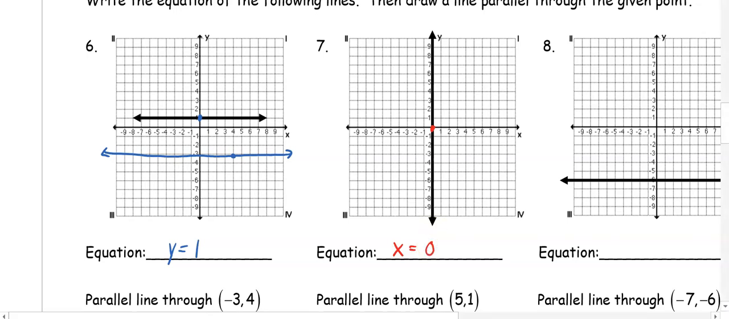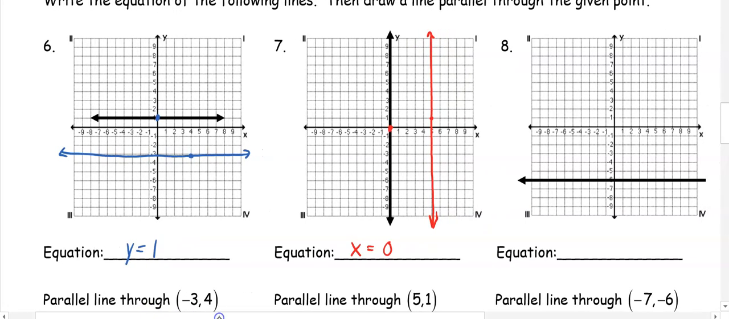Then we're going to take our point 5, 1, and again, we want to draw a vertical line to be parallel, so we're going to go through that point with a vertical line. In number 8, we have a horizontal line, so we're going to have y equals, the number that it's passing through is -6, and then we are going to plot our point, -7, -6, which is already on that line, so we don't have to worry about drawing a new line.